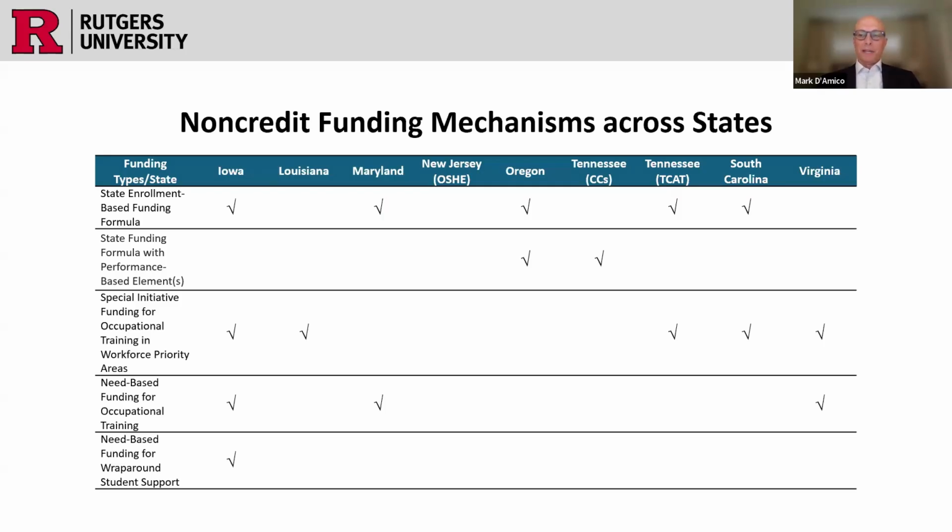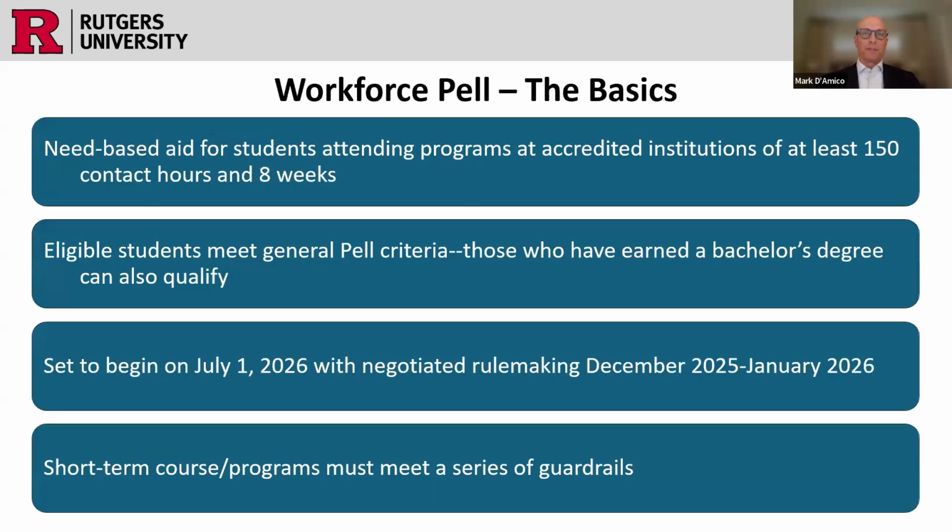And if you've seen HCM's great work on different state data sources to support workforce education, you've seen some of those. Some states have done need-based aid, and even one state, Iowa, has some need-based aid for wraparound student support because non-credit students are students. So that really leads us into Workforce Pell, potentially filling a gap for some non-credit programs, having a federal level need-based program to support this type of education. So just a quick overview of Workforce Pell, some of the basics.